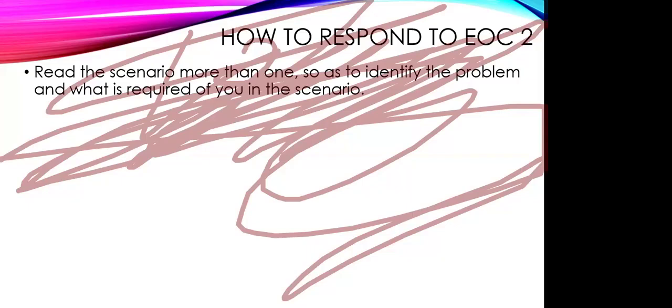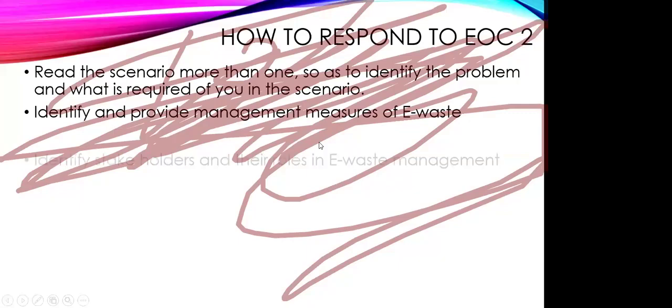Read the scenario more than once so as to identify the problem, and what is required of you in the scenario. Some of you students have a tendency of rushing. You have read something, you feel you have understood, then in the end, you just go and meander around. Then also identify and provide management measures of e-waste. If you have talked about e-waste in the scenario which has been given to you, the first thing, identify a management measure, provide it, and talk about how it is working.